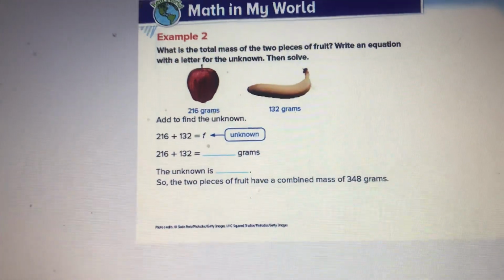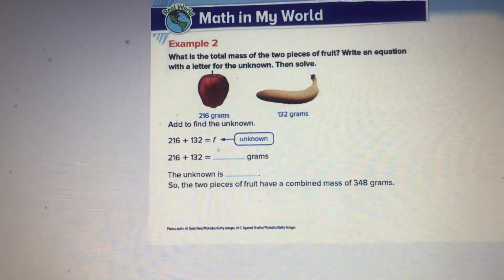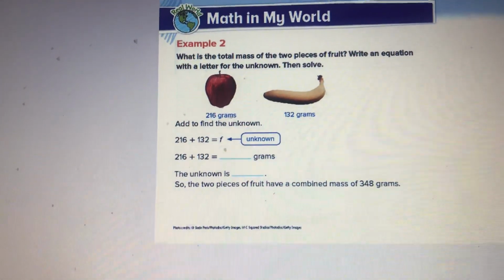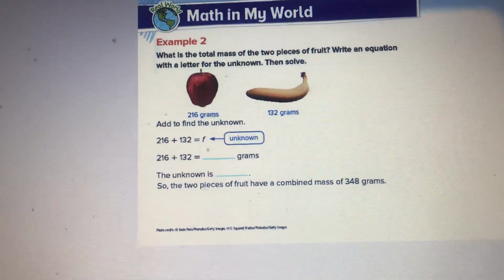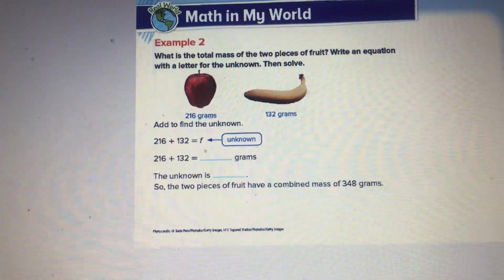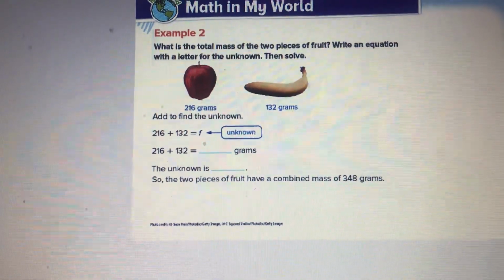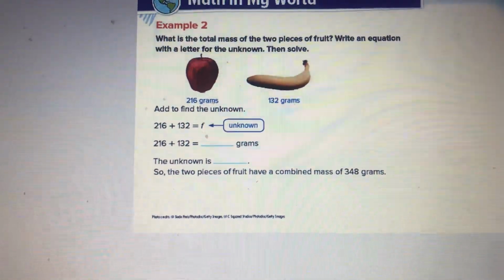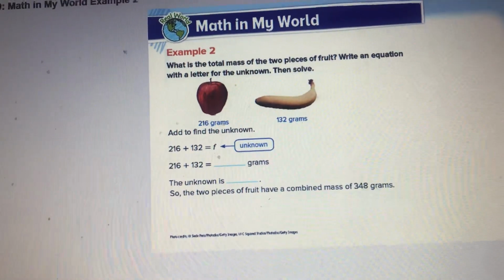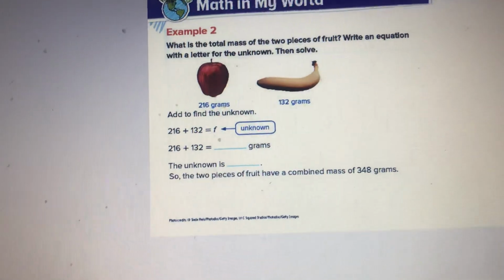Now, what's the total mass of 2 pieces of fruit? Write an equation with a letter for the unknown, then solve. So today, instead of making that square little box, we're going to make a letter. So on this one, because it's 2 pieces of fruit, they're going to use the F for fruit as the unknown. Okay, so 216 grams plus 132 equals F amount of fruit, which is what?